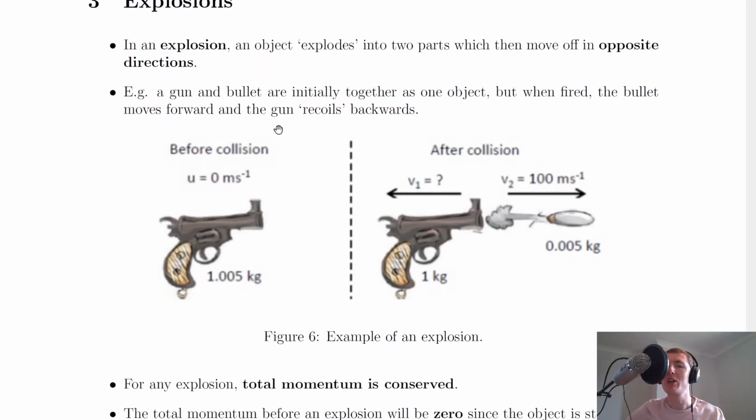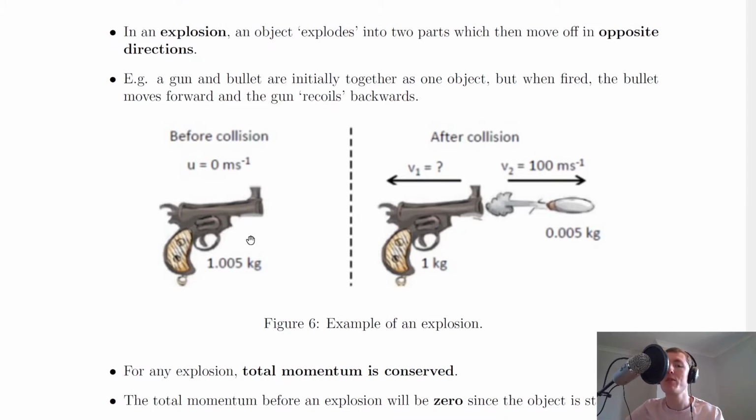For example, a gun and a bullet are initially together as one object, where the bullet is inside the barrel of the gun, but when fired the bullet moves forward and the gun will recoil backwards. So in this picture we've got our gun and bullet over here with a total mass of 1.005 kilograms, and before the collision our initial velocity is 0 because the gun and bullet together are stationary, whereas after the collision we've got the gun here recoiling backwards and the bullet, with a very small mass, is moving with a very large velocity to the right.